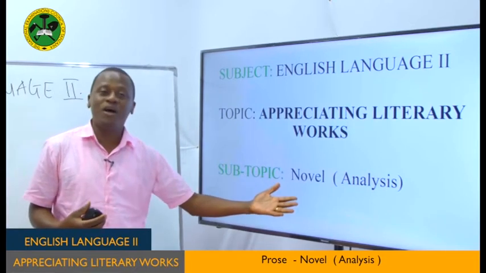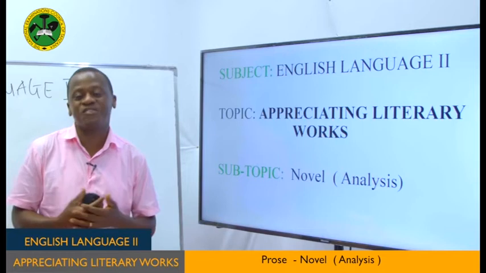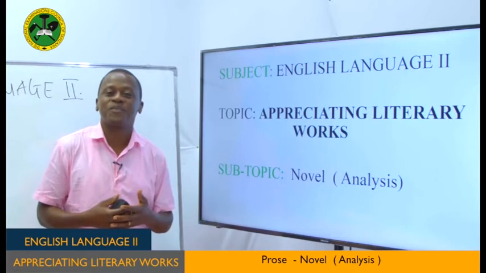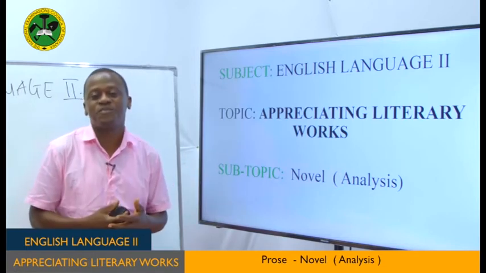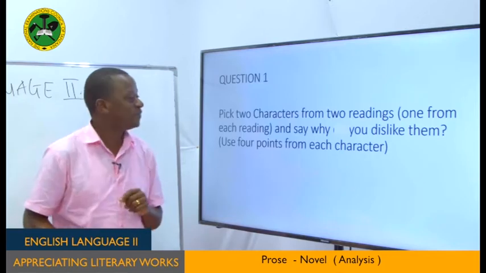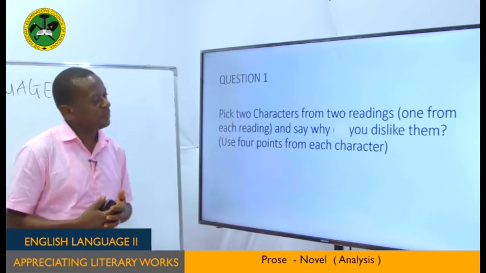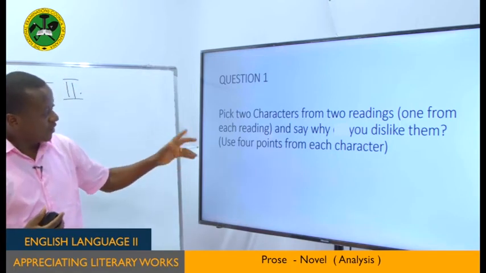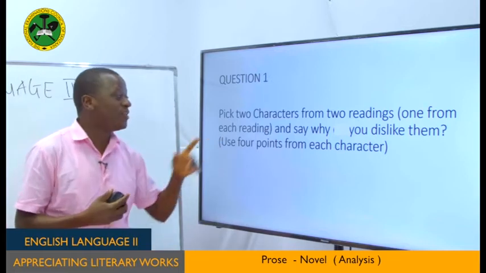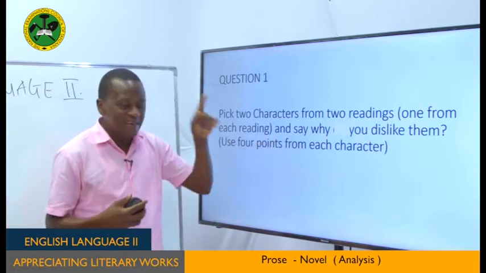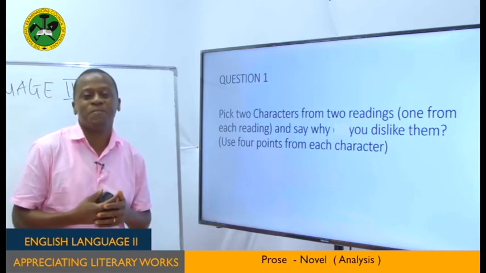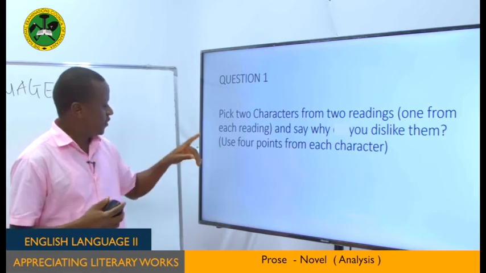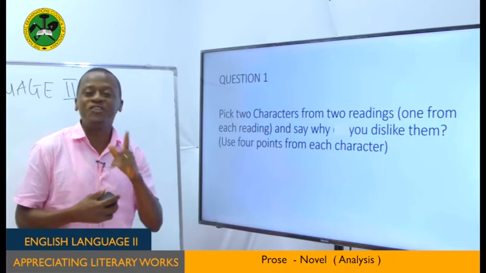In this subtopic, we'll be analyzing a novel or novels. As we analyze the novels, we'll be guided by a question. That question asks, pick two characters from two readings, one character from each reading, and say why you dislike them. But again, the question wants you to use 4 points from each character.